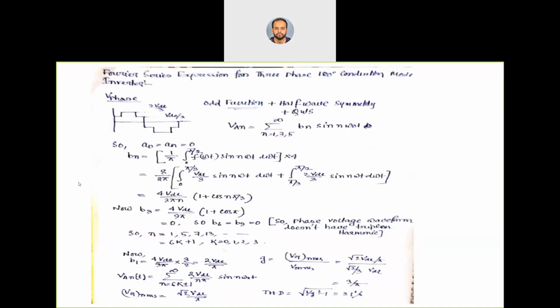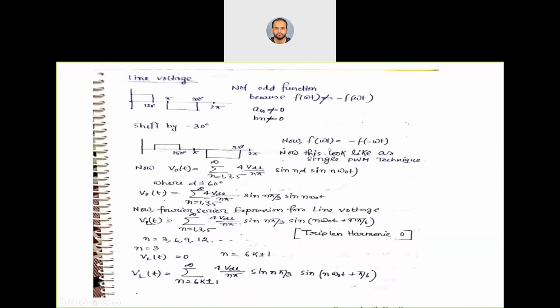for phase voltage. Now we will see what will be the Fourier series for line voltage. Now this is the Fourier series. Now this function, if you see, there is a trick. This is the line voltage waveform. From this waveform we can say that this is neither an odd function nor an even function. So that means an, bn is not equal to 0.